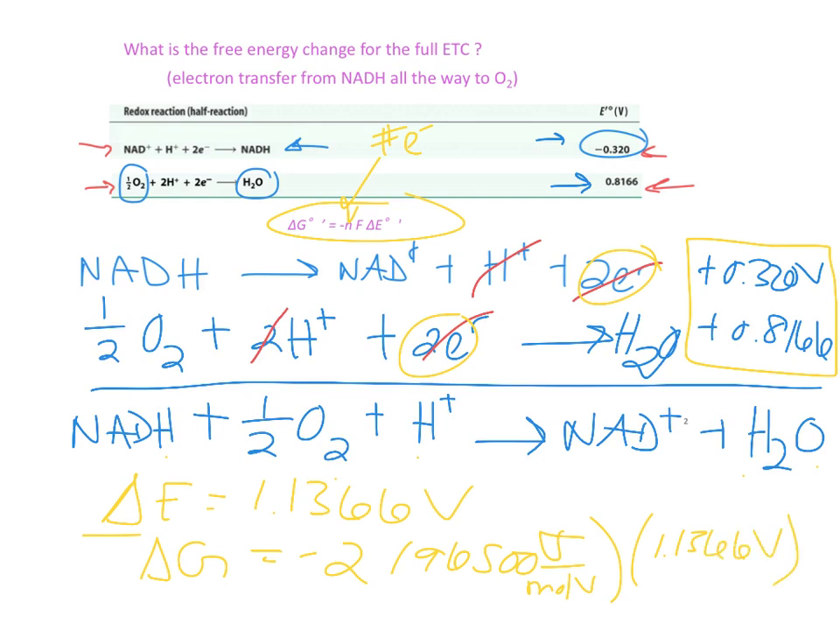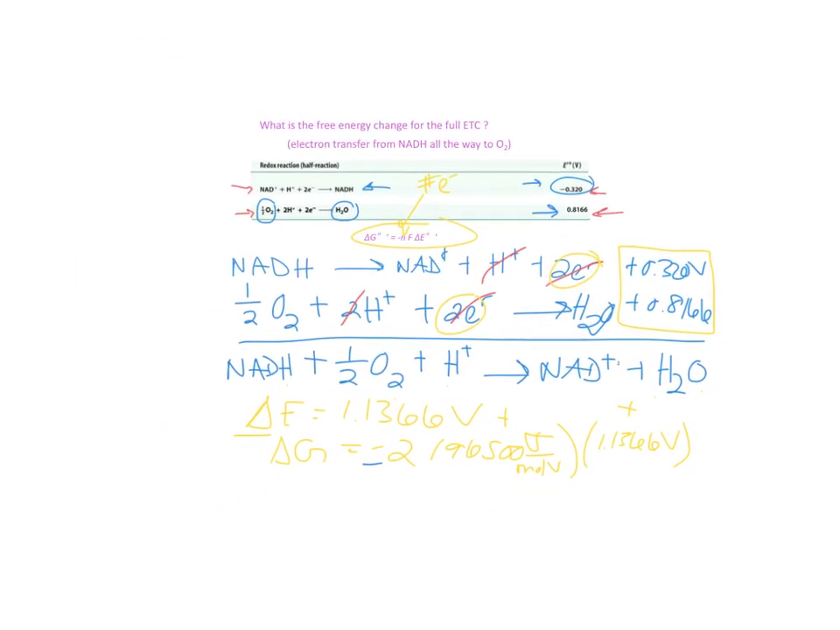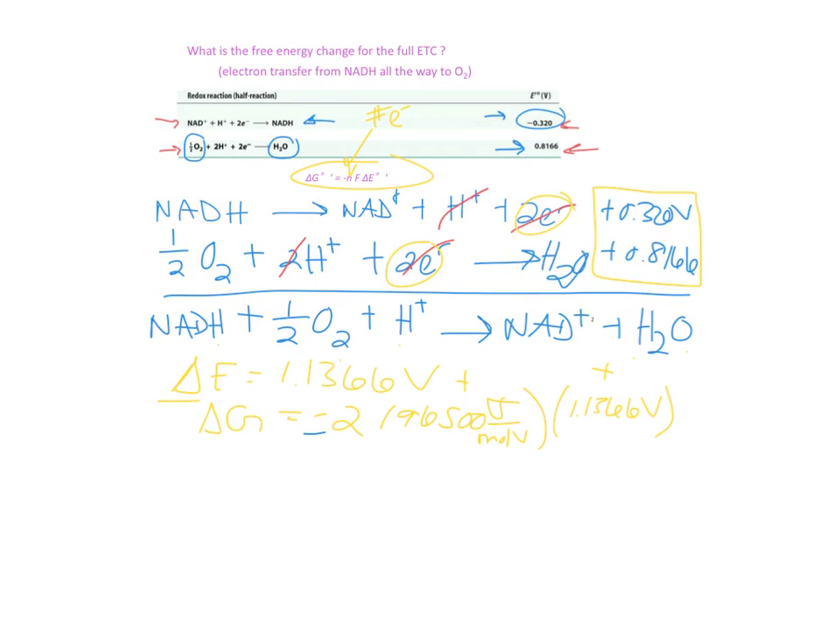And delta E is what you calculated up here, 1.1366 volts. So even before you do this, you should see that as long as your reduction potential is positive, and the number of electrons has to be positive, the overall value of your delta G will be negative. So as long as your reduction potential is positive, then the electrons are moving in a favorable direction.